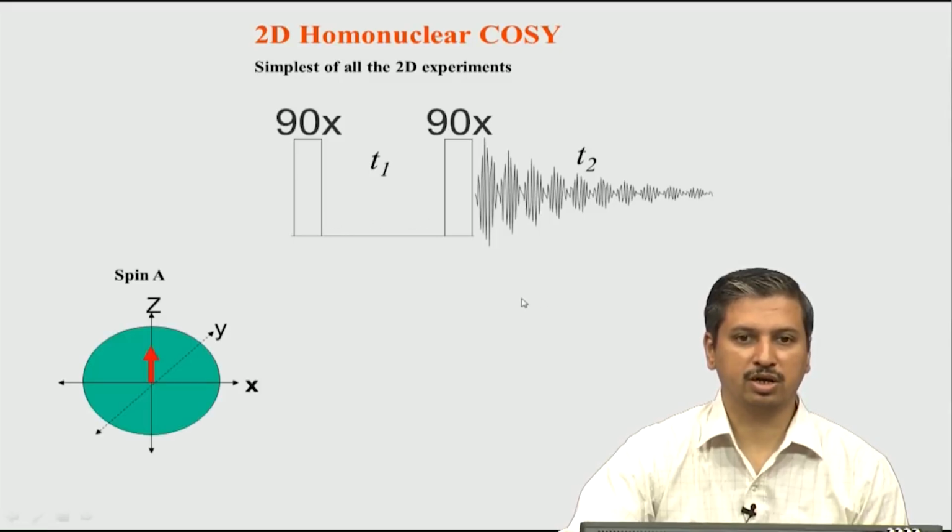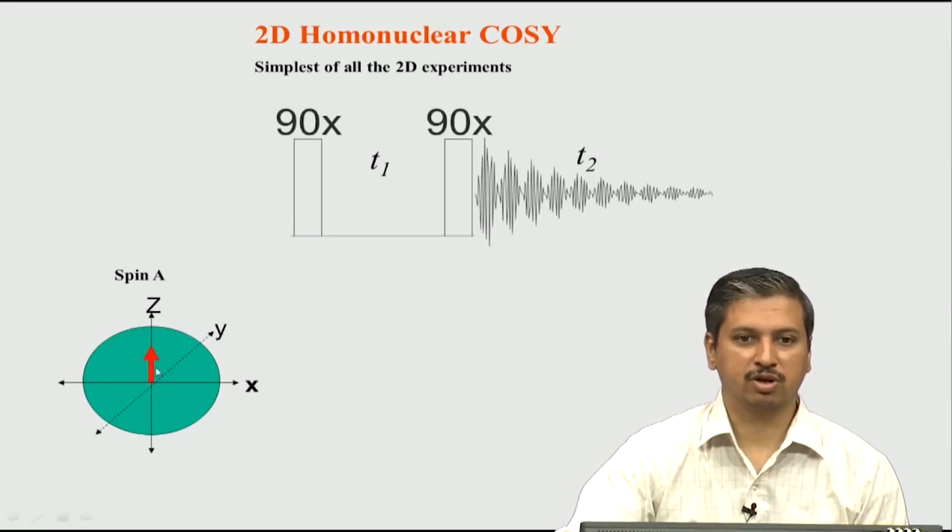So, let us see now in a vector diagram what is going on. In NMR it is very useful to analyze this kind of pulse sequence with a vector diagram, because this gives you a clearer picture of what is going on with these vectors, with the magnetization.